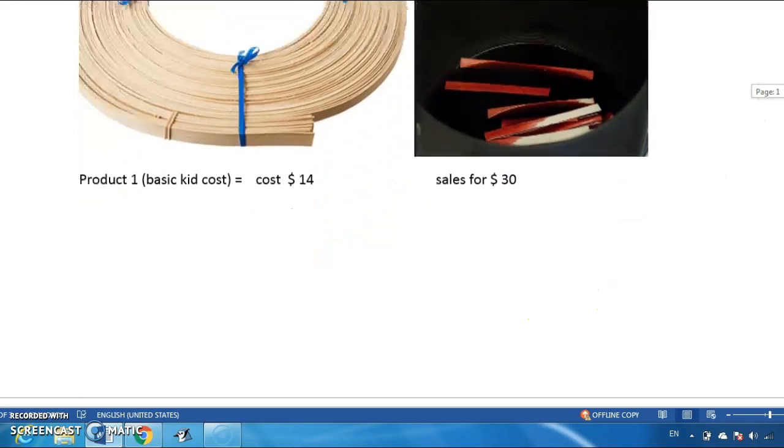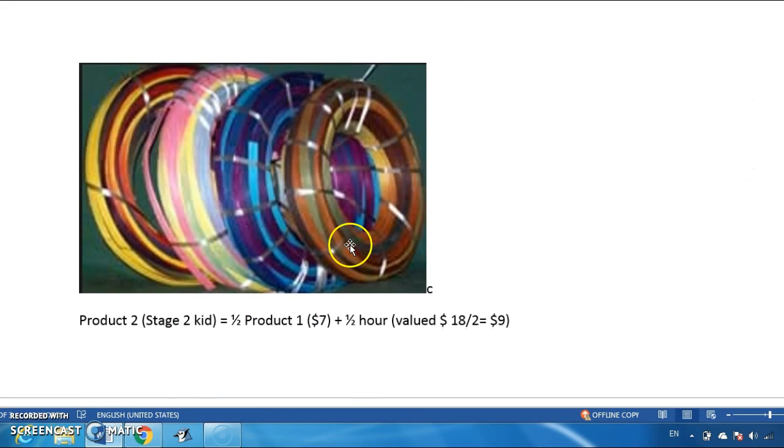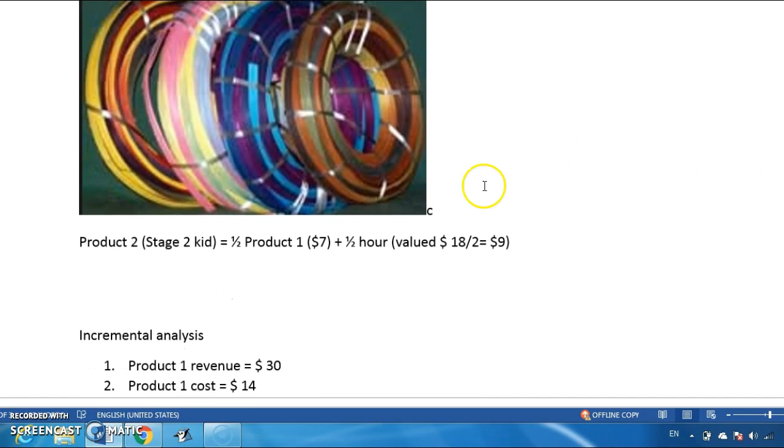The second product, which she would make if she processes fodder, is a reed for making baskets that is cut and dyed. In the question it is called the stage 2 kit. When she makes it, it will cost her half of product 1, the basic kit, plus half an hour, which she values at 18 divided by 2, which is $9. So the cost of the second product will be half of product 1, which is $7, plus $9, which is $16. This is the cost if she processes fodder.